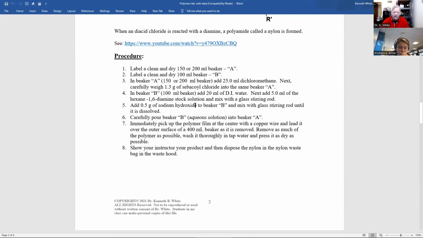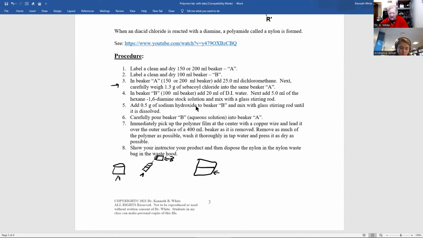Now, here's what you have to do if you were doing it in the lab. Here's our beaker B or A. And then what you'll do is tip A, which has the acid chloride, and then carefully you'll have beaker B, and you'll carefully pour that down the side. And what happens is after that, you'll have two layers.